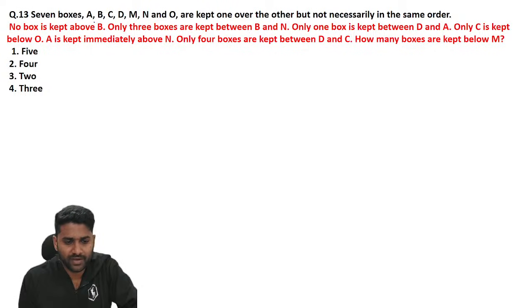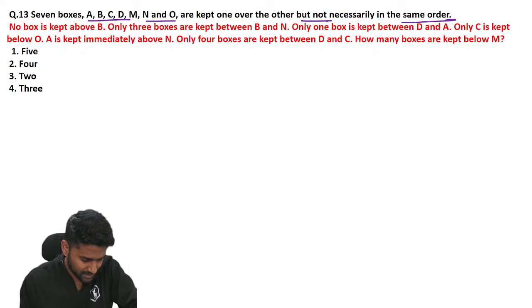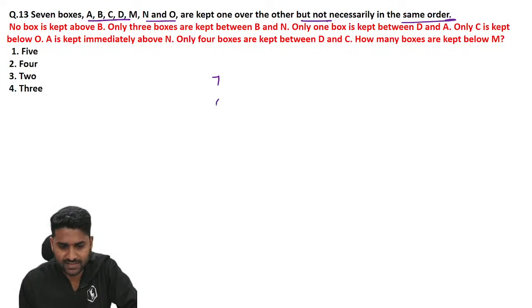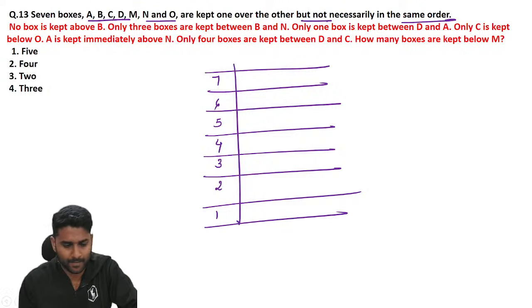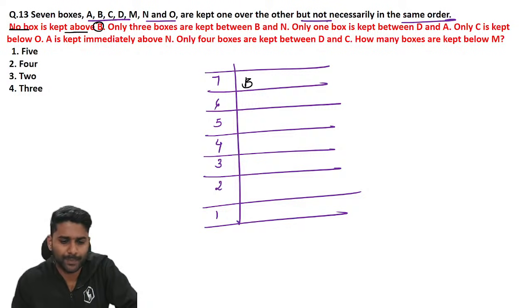Now see, in total we have to arrange 7 boxes, and there is no need to pick the same order. So we have to arrange 7 boxes. Let's consider the 7 places. Now here the data says that no box is kept above B. We can confirm that B is placed exactly in the 7th position. Only 3 boxes between B and N: 1, 2, 3. 3 boxes between B and N.